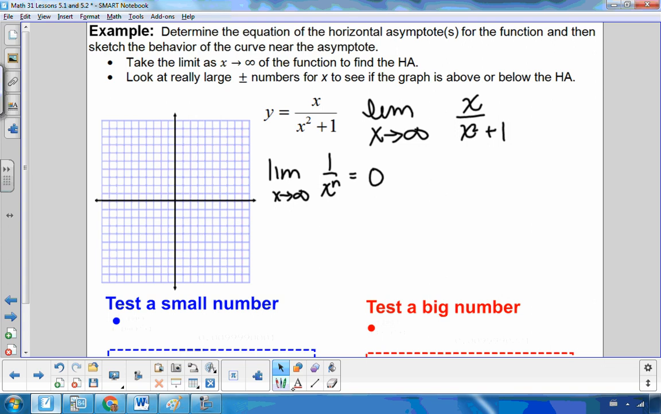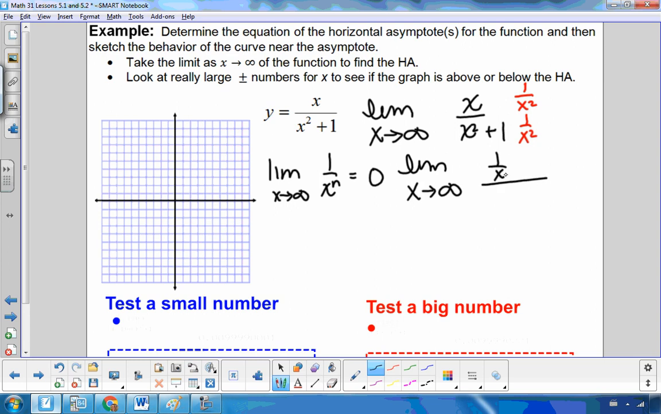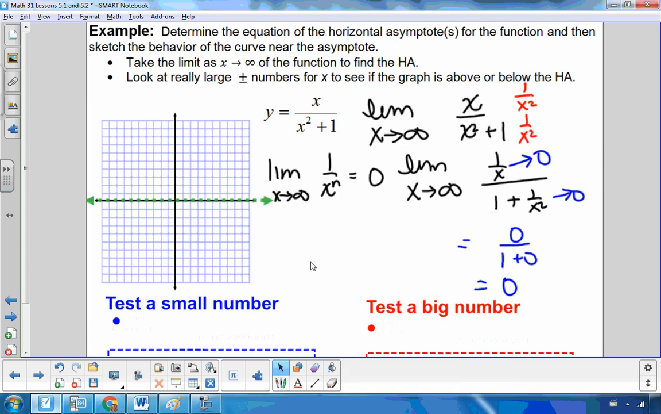If I have a really big denominator, 1 over a really big denominator is going to get closer to 0. So in doing so, I'm going to multiply top and bottom by 1 over x to the highest power. If I do it to the numerator and denominator, it's fair. I haven't changed it. So the limit as x approaches infinity, x times 1 over x squared over x squared times 1 over x squared plus 1 times 1 over x squared. I know this one goes to 0 and this one goes to 0. So I have 0 over 1 plus 0, which is just 0. That tells me that my horizontal asymptote is at y equal to 0.